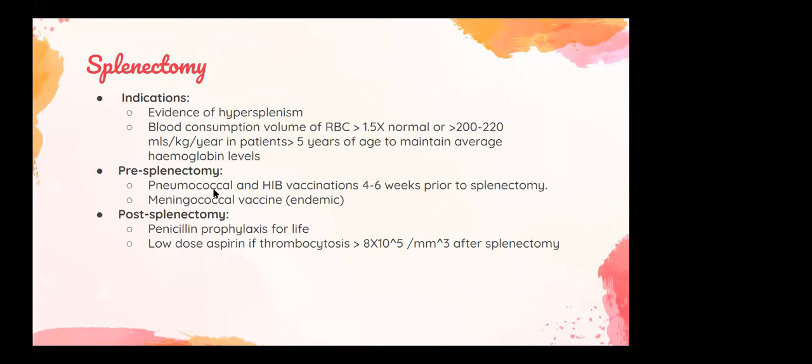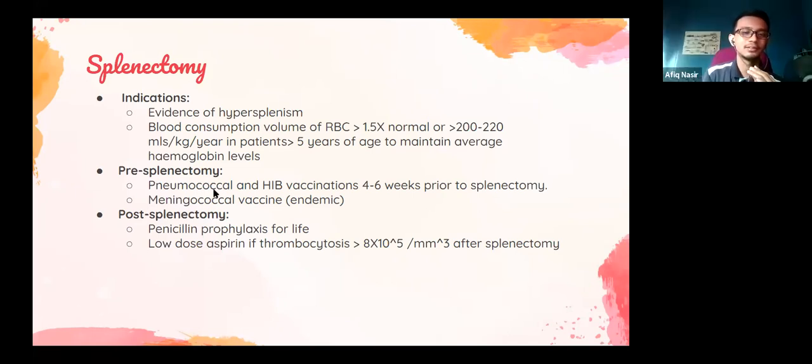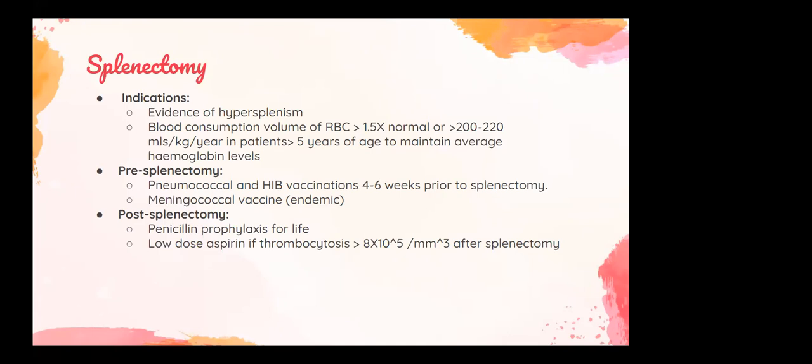Encapsulated organisms. Because all these encapsulated organisms, Streptococcus pneumoniae, Haemophilus influenzae, are killed in the spleen. Some other bacteria you can kill in your lymph nodes, you can kill by other methods, but for these encapsulated organisms, you need your spleen to kill them off. So, encapsulated organisms.